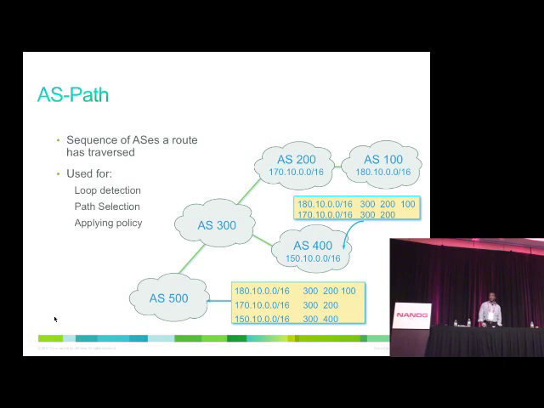Second one, and very important, is loop detection. And we'll see how that's done. But here you can see that AS400 has received two different routes, and you'll see the AS paths. The first one has 300, 200, 100. Usually the last one is where the route originated, and the first one is the immediate autonomous system. So for this case, the route originated in AS100 and it's received from AS300, and it has gone through AS200.